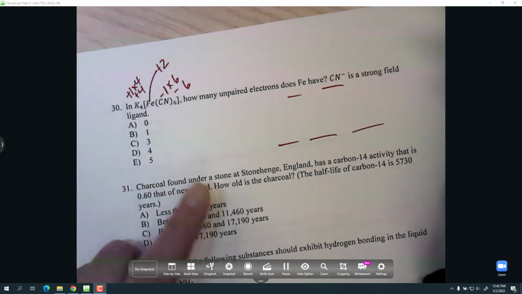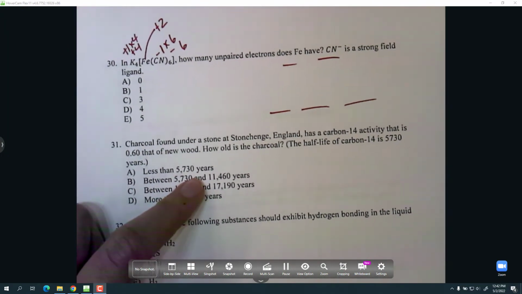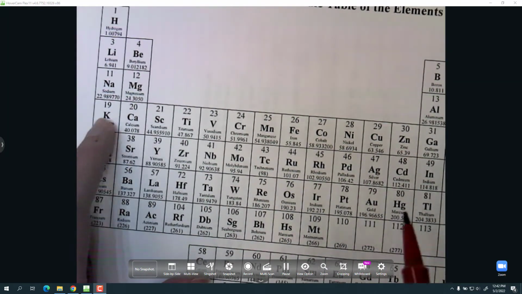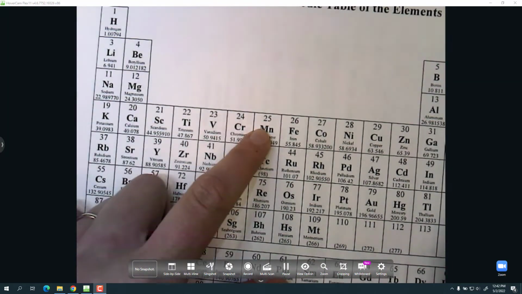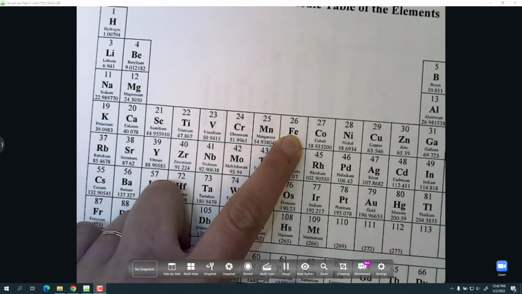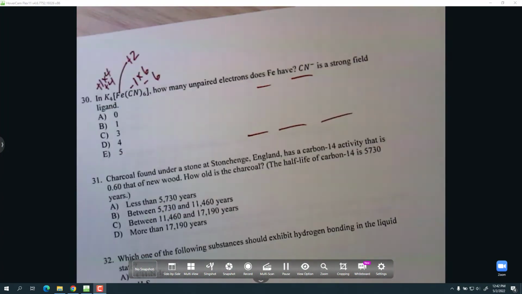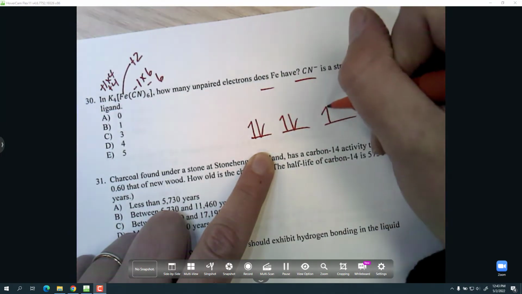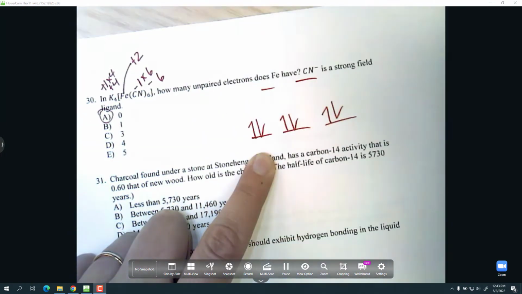And then how many electrons does iron have? All right, so neutral iron would have the noble gas, and then 1, 2, 3, 4, 5, 6, 7, 8. I'm taking off 2 of them, so I would have 6 electrons. It's strong field, so they stay low. 1, 2, 3, 4, 5, 6. No unpaired electrons.